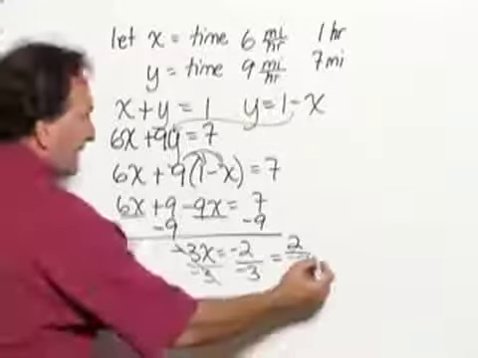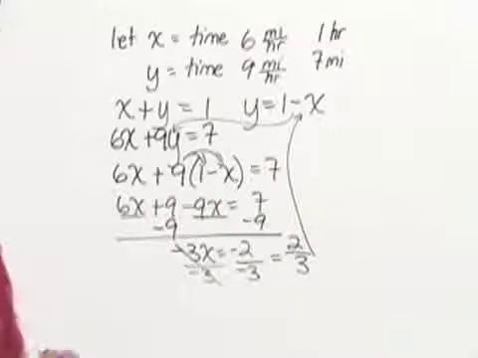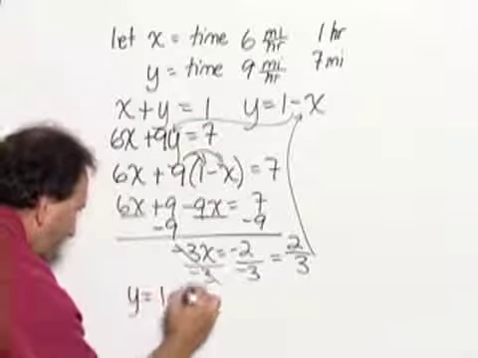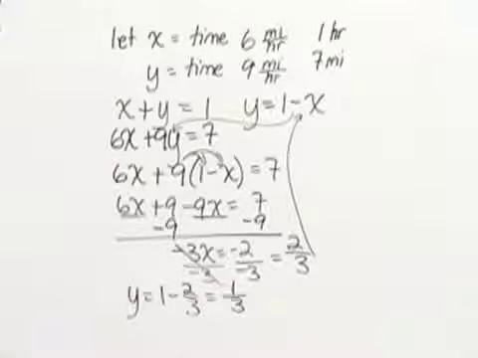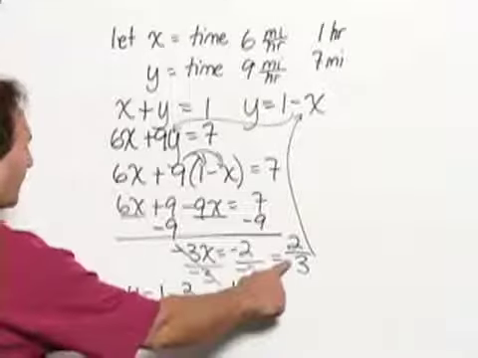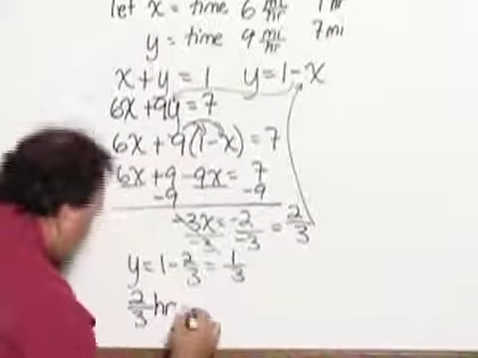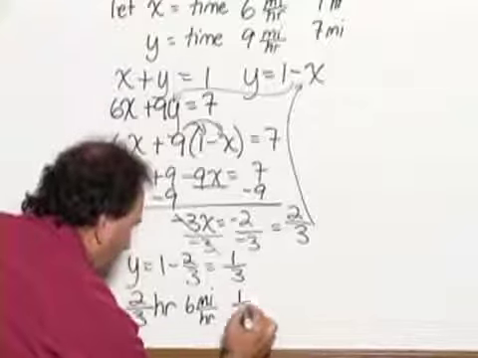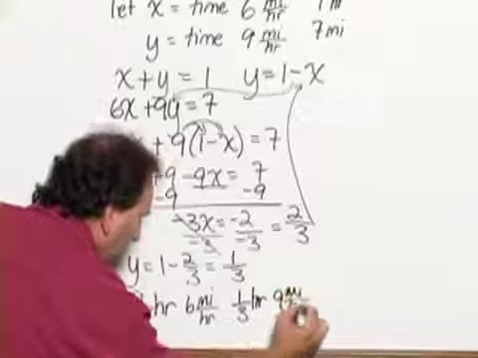So now we can take that value of x and substitute it in this equation, and that would allow us to find y. So I would take y equals 1 minus 2/3, and that, of course, equals 1/3. So what that tells us is that the jogger jogged for 2/3 of an hour, which is x, 2/3 hour. And remember, x was the 6 miles per hour. And the jogger jogged 1/3 of an hour at 9 miles per hour.